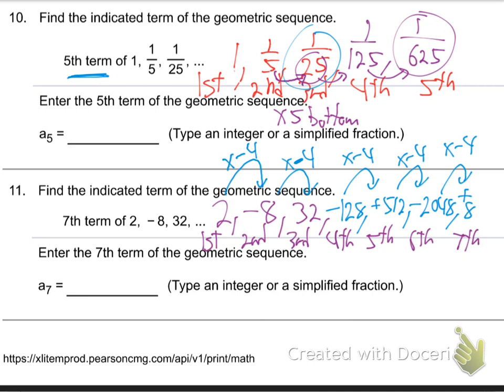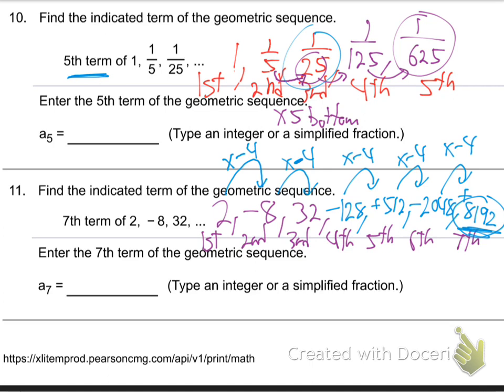And then one more time, times negative 4, positive 8192. Yeah. Thank you. Positive 8192. Does that make sense? Just use your calculator or your friend and just multiply by negative 4 every time until you get there.